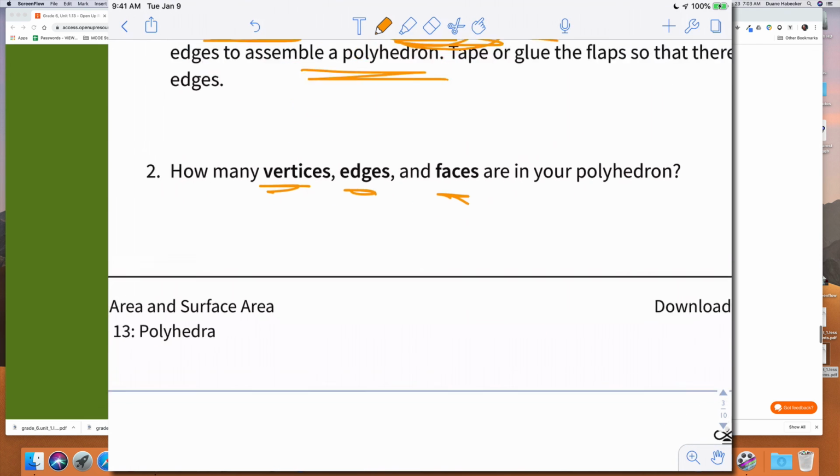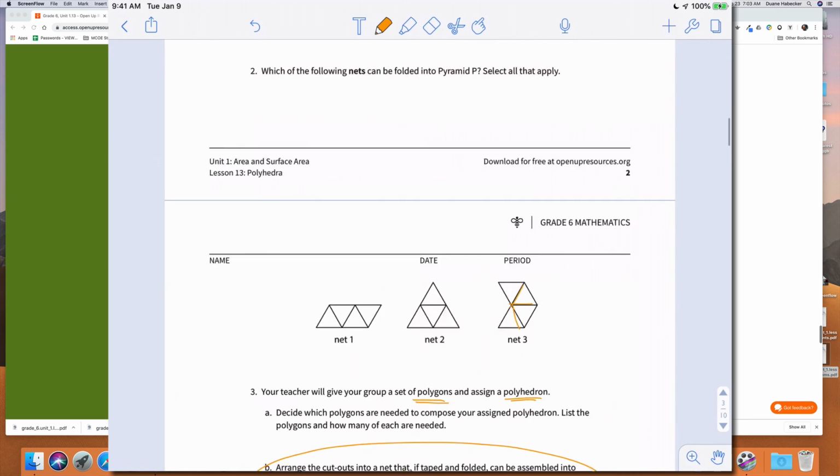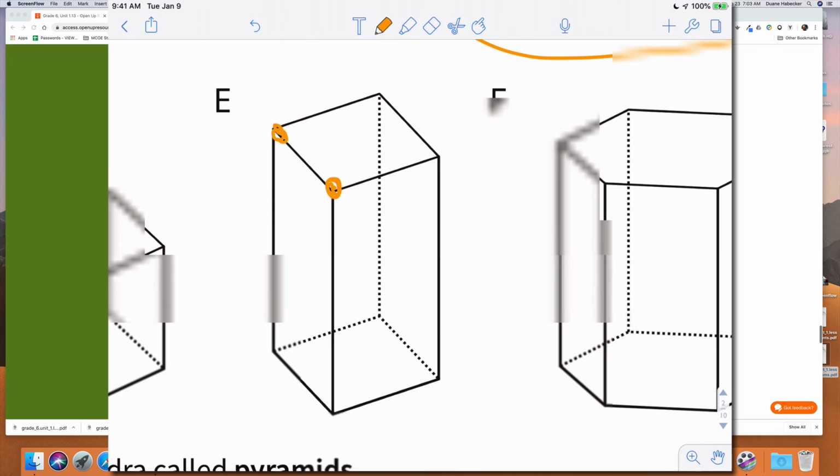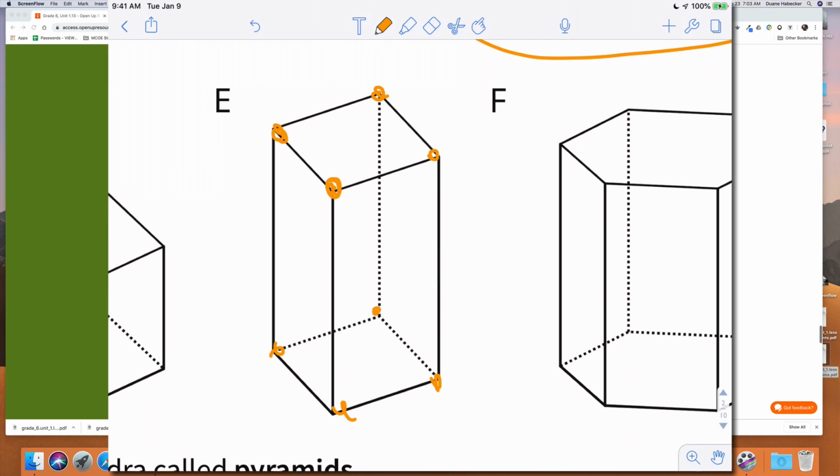So what are the vertices? The vertices are your points. Here's a point. Here's a point. Here's a point. And way back there is a point. So those are your vertices.